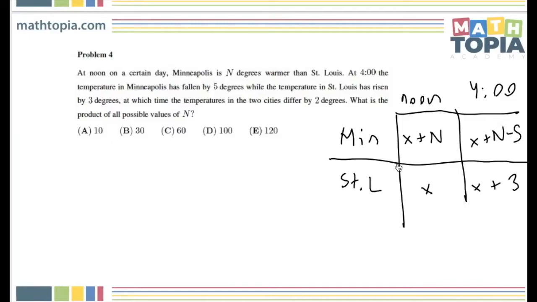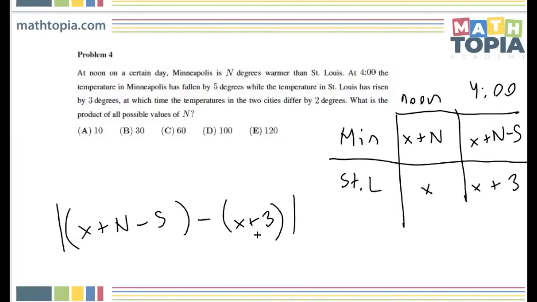However, notice it doesn't say which one is the warmer city. Therefore, we subtract these two, this number minus this number, but we take the absolute value because the difference could be 2 or negative 2. If we do this, we get some canceling. That just results in n minus 8. So the absolute value of n minus 8 is equal to 2.